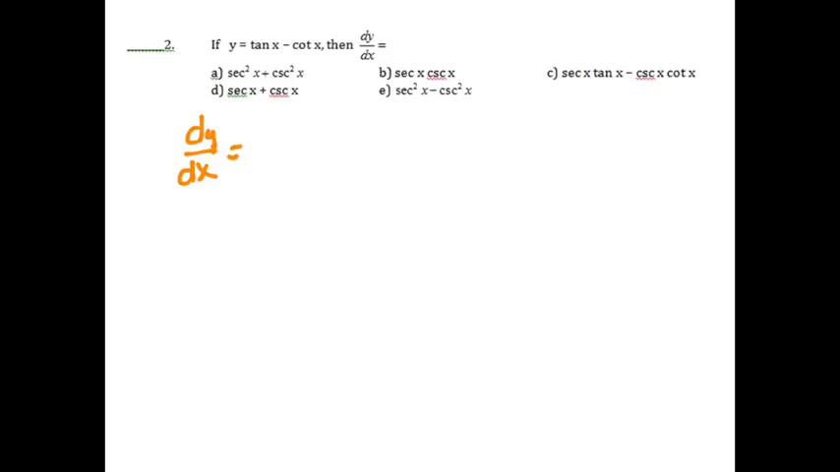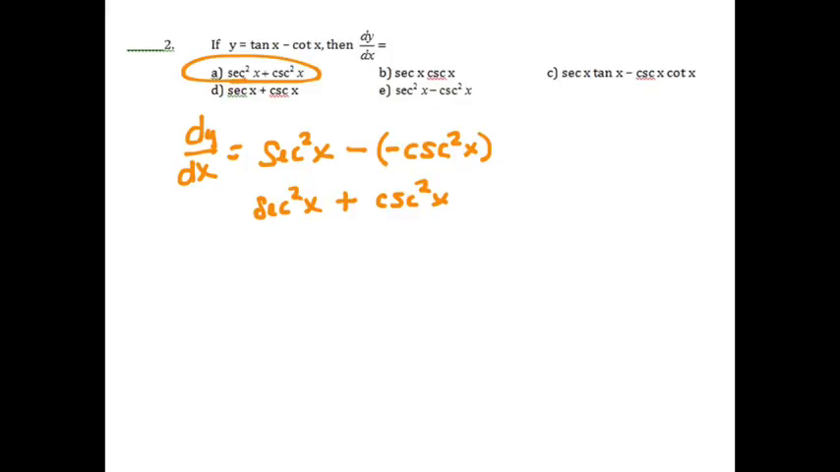So dy/dx is going to be the derivative of tangent x, which is secant squared x, minus the derivative of cotangent x, which is negative cosecant squared x, and that's our derivative. I do have a minus a negative here in the middle, so I can turn that into a plus, and I end up with secant squared x plus cosecant squared x, answer A.